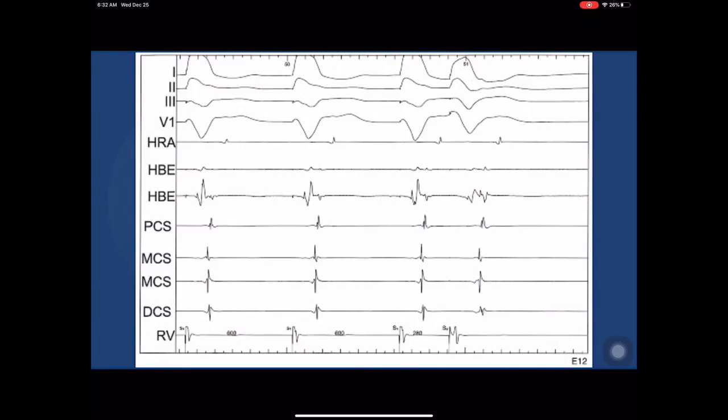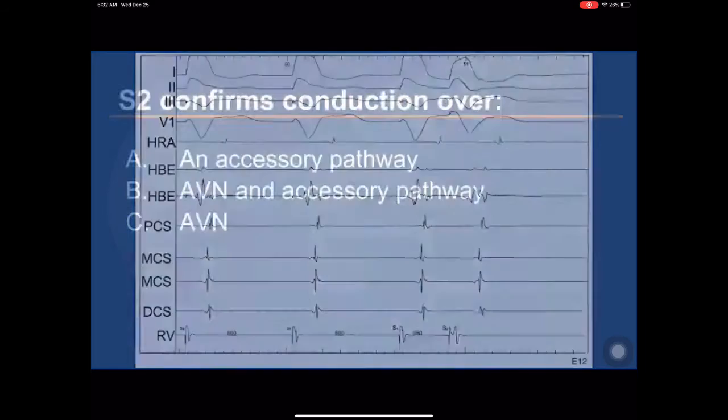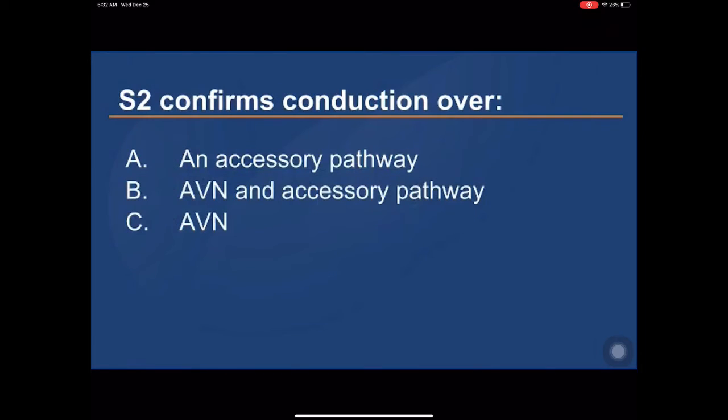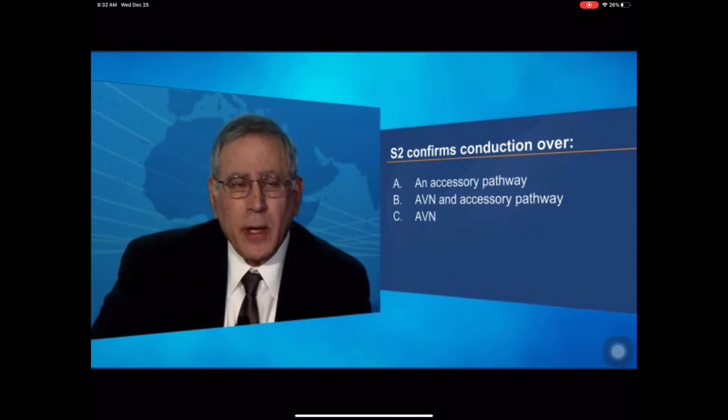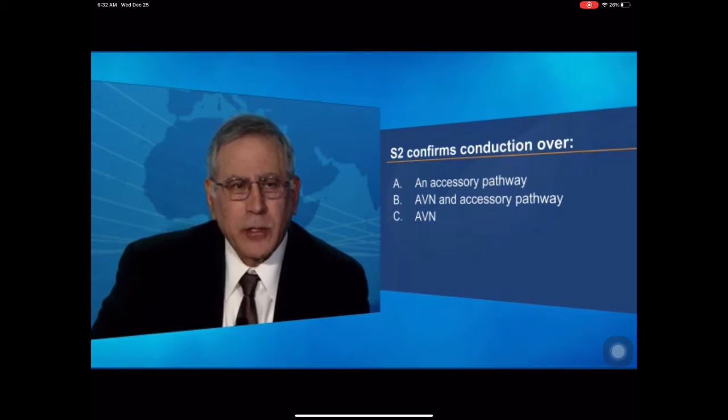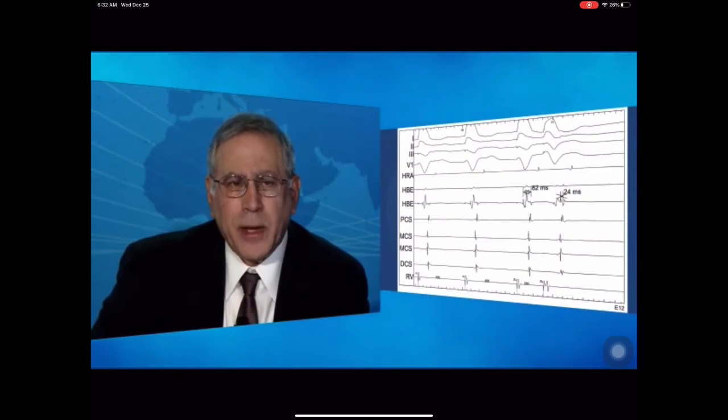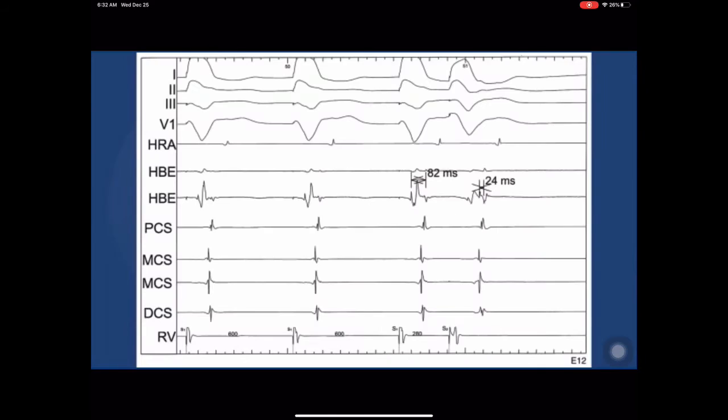So let's go back to the slide that we talked about. Again, the question that I've asked you to address is, where does S2 confirm conduction? This is a very important concept, and I want you to understand this, because in my experience, most of the people, at least in the United States, the candidates who take boards, really have a hard time trying to figure out retrograde conduction over the AV node versus pathways. And let me give you some tricks on how to do this.